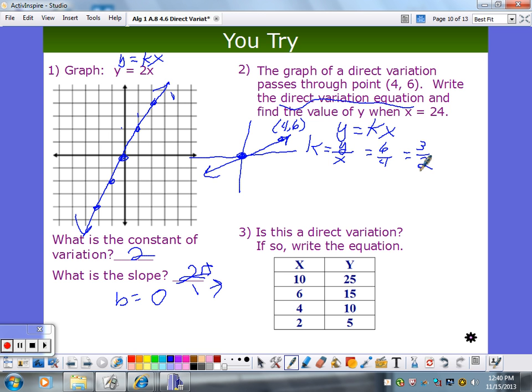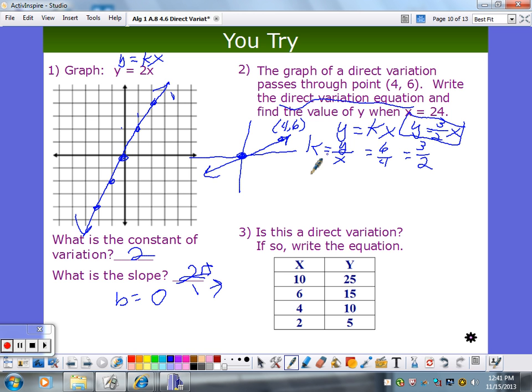So, Emma, what's my equation? That's it, exactly. Perfect. Tell me y equals 3 over 2x. Yeah, we'll get to that part, but did we get this part? Yeah. Questions on this part. You find the k by doing y over x, and you plug it into y equals kx. That's all you're doing.